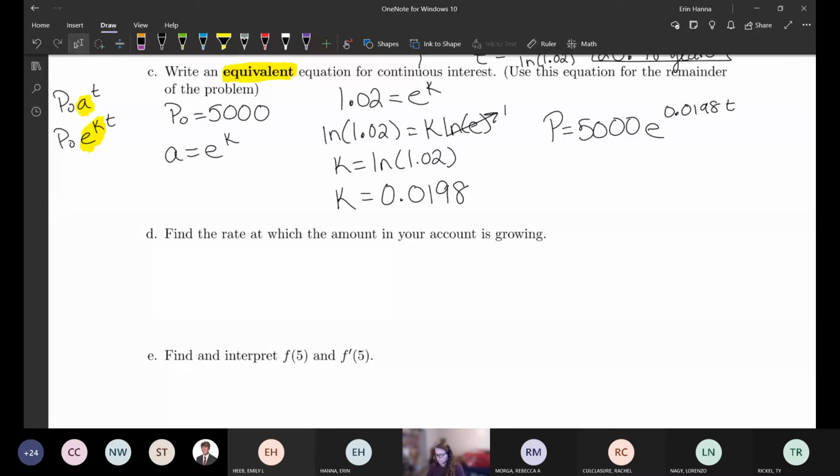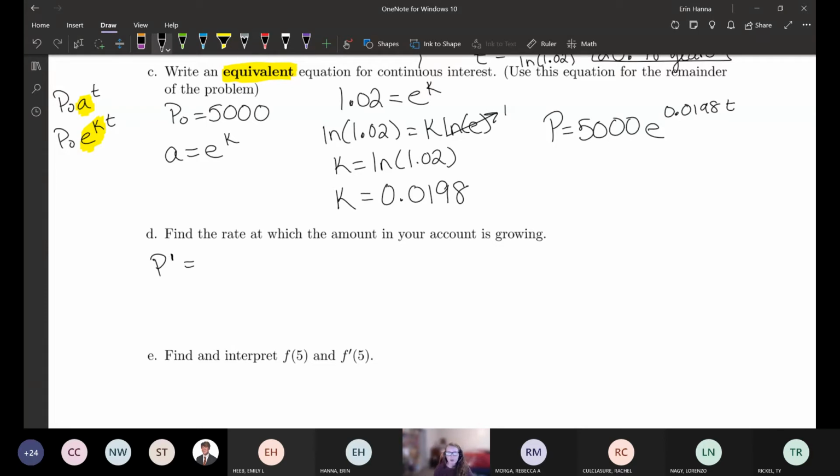Okay. So the next thing we're asked for is to find the rate at which the amount of your account is growing. As always, let me know if I'm going too fast. But find the rate at which the amount is growing. So essentially we want the derivative. We want to know the rate at which this is increasing, so we want to find P prime.